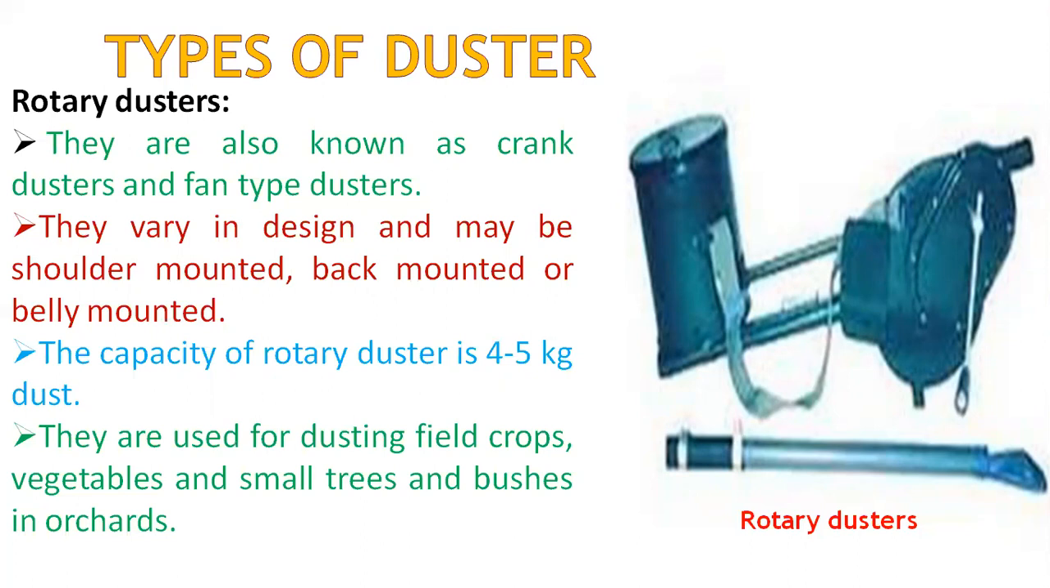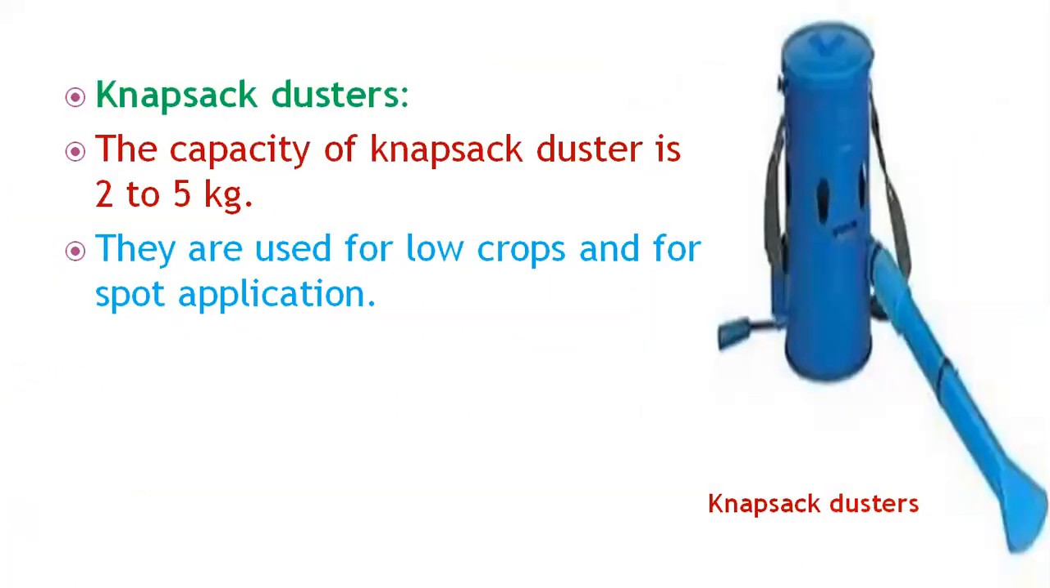Generally this rotary duster is used for dusting field crops as well as vegetables, small trees, and some bushes in orchards. It produces a steady, even cloud of dust when the crank is turned at a uniform speed as the operator moves along. The hopper is provided with a mechanical agitator and feeding mechanism. This is the overall information on this duster.